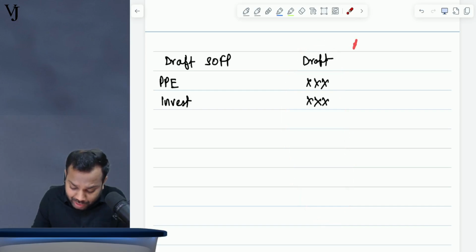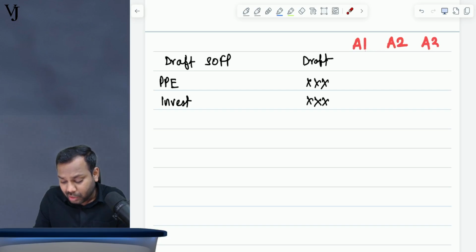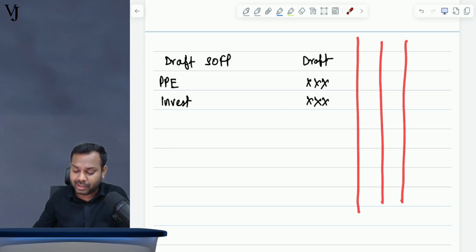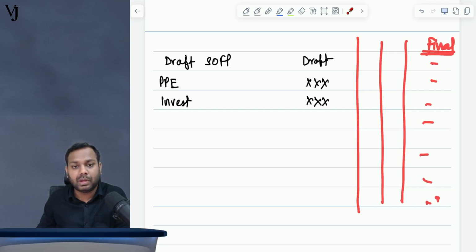Rather, you add columns for each and every adjustment. For each and every adjustment, you add one column, and then in the final column, you write the final figures. So this is the approach that you have to follow.